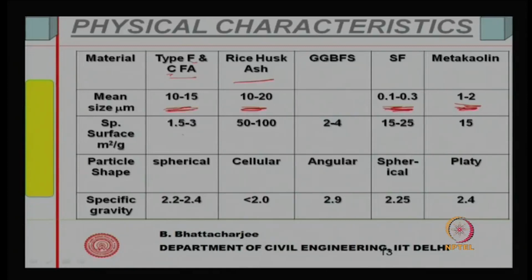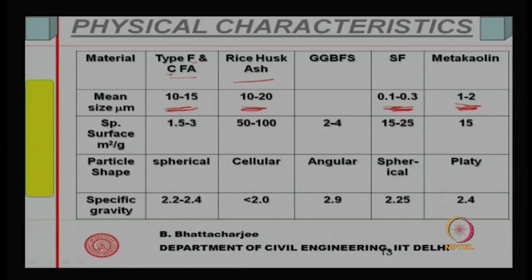Blaine's specific surface, if you look at it, is in meter square per gram. If I write it in centimeter square per gram, that would simply be multiplied by 100 into 10. 100 meter square per kg would be how much? Kg would be 1000 times multiplied, right. The value seems to be okay.